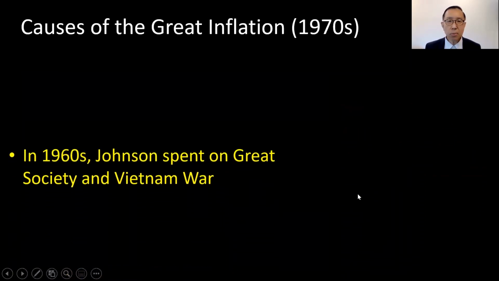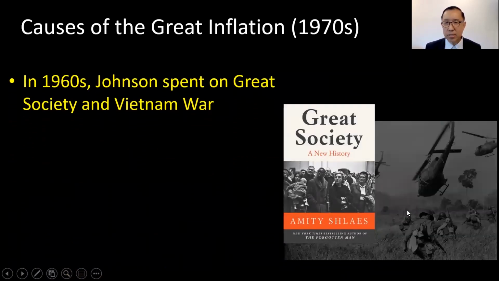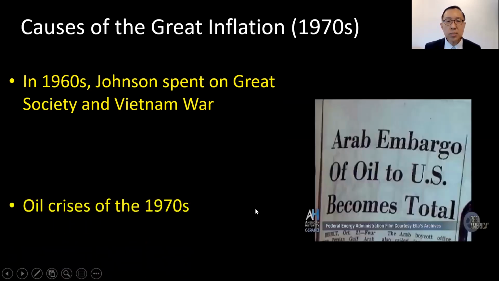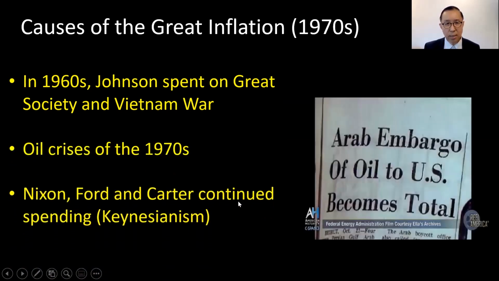At that time, President Johnson was on this great crusade against communism, in the form of the Vietnam War, and he had this belief that Americans should be better off. So there was this big welfare program called the Great Society. Unfortunately, in those years, there was also this oil crisis. And even after Johnson stepped down, Nixon, Ford, and Carter continued spending. That's because they were under the belief that during good times, you should spend.